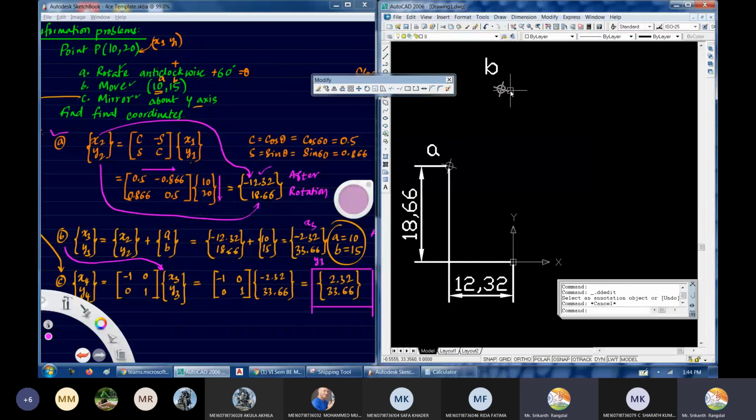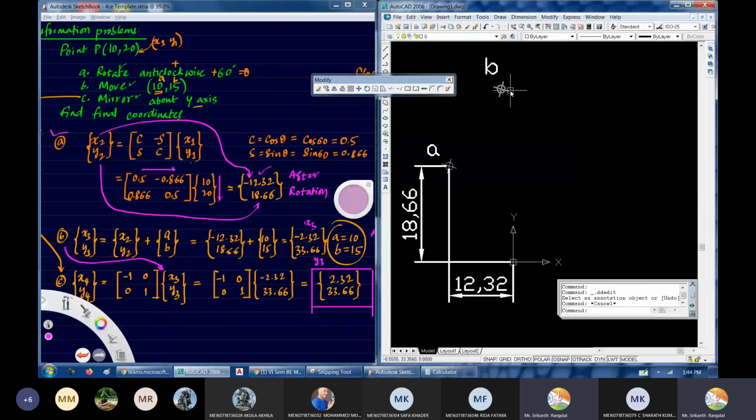Finally, we have to do the mirror about the y-axis. So once again, I will take this point, give the mirror command, about the vertical axis, enter. Now this is the point we got finally. So this point we got after performing step C. Now once again we have to check the coordinates of this. So let's take linear coordinates. Fine. So we can see this is correct.